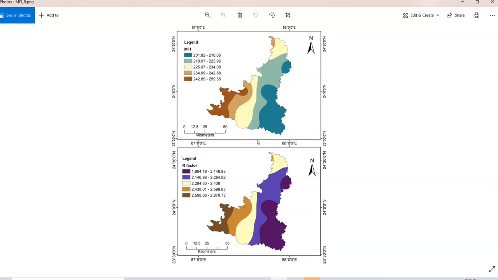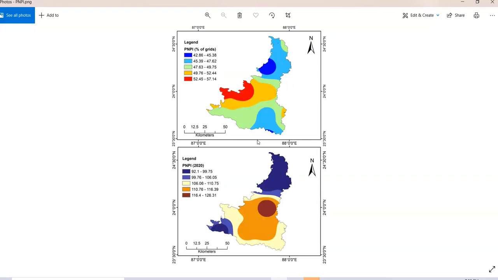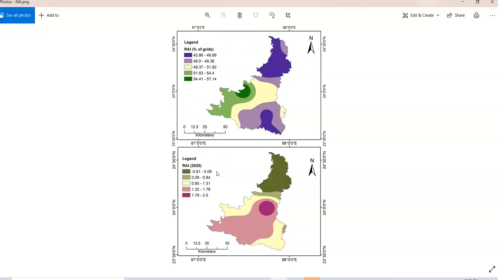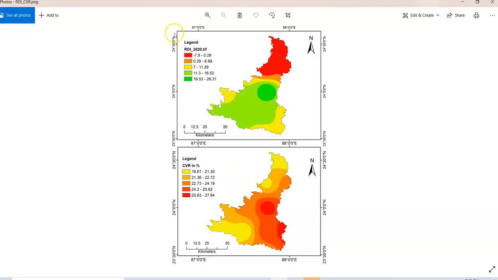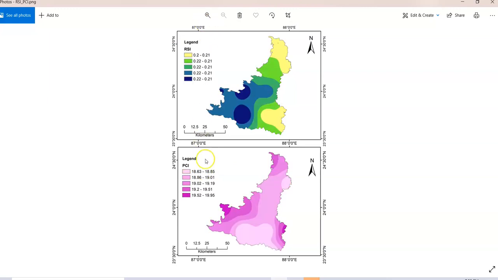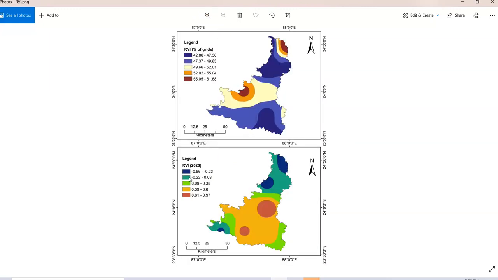Here, MFI and R factor, PNPI as percentage of grids or stations, and PNPI for a particular year. RAI as percentage of grids, and RAI for a particular year. RDI for a particular year, and CVR in percent. RSI and PCI, and RVI in percent of grids, and RVI for a particular year.